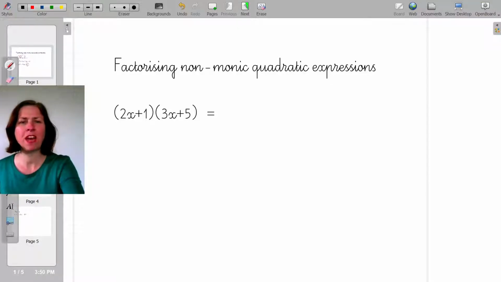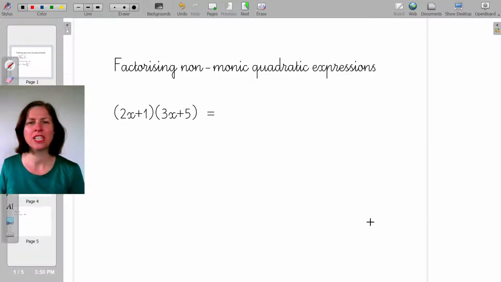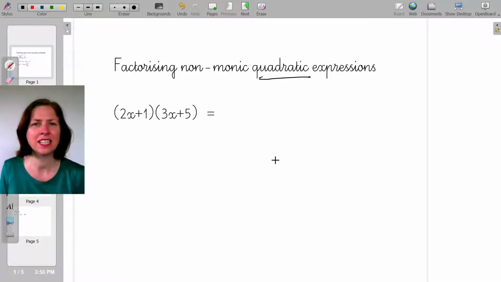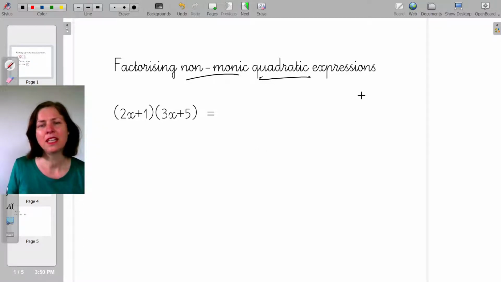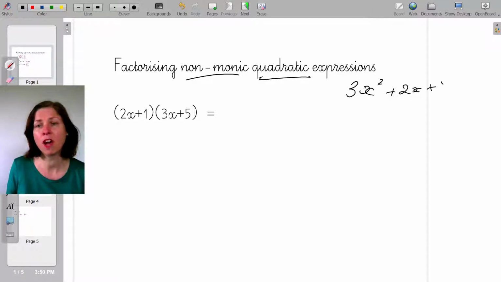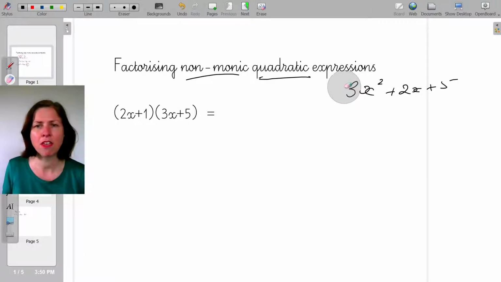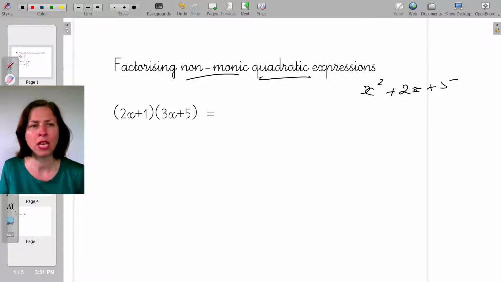Today we're looking at factorising non-monic quadratic expressions. And so once again, before we actually start doing it, let's see what this means. Well, the quadratic part we know means that there's a squared term. And we know that monic means the number in front of the x squared is 1. So if it's non-monic, that's going to be things like this: 3x squared plus 2x plus 5. That would be an example of a non-monic. Whereas if I rubbed out that 3, that would make it a monic expression.